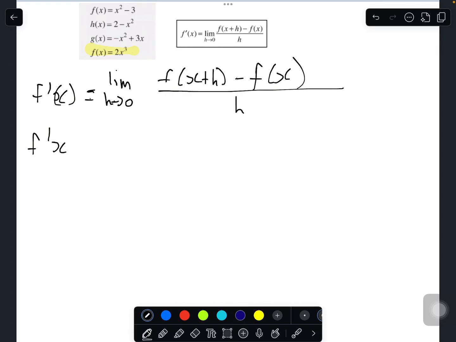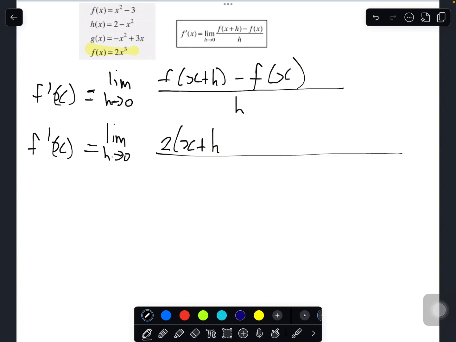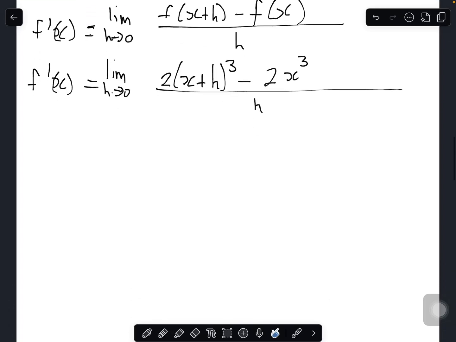And then I have f prime equals the limit as h approaches 0. So here I'll have 2 into x plus h to the power 3 minus 2x to the power 3 all over h. Now you may know the quick way to multiply this, but I'm just going to use the longer method.